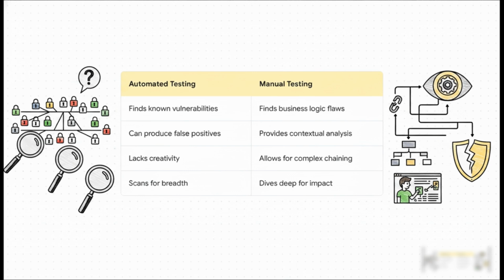But a human tester, they're like a detective. They don't just check for unlocked doors. They're looking for a loose window frame, a weak spot in the wall, or a clever way to just talk their way past the guard. They find those creative, contextual flaws that a machine would just never, ever see.